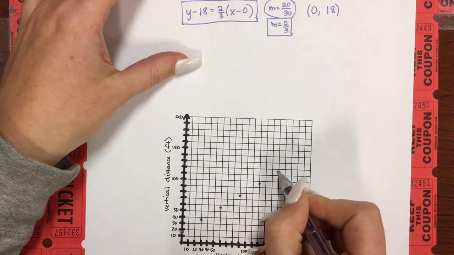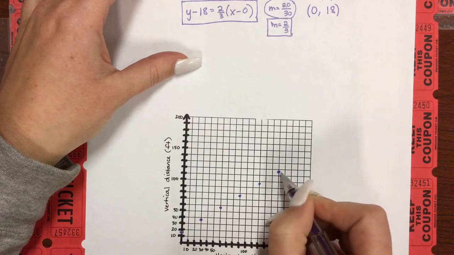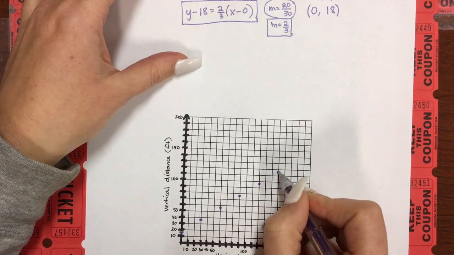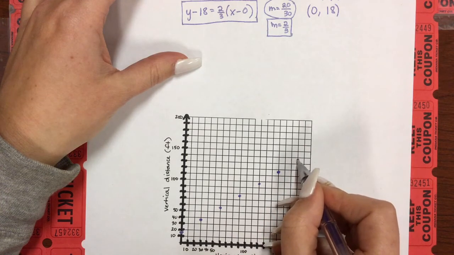Okay. We're going to have one more time. I'm going to go up 10, 20, over 30, 10, 20, 30. Right about there.